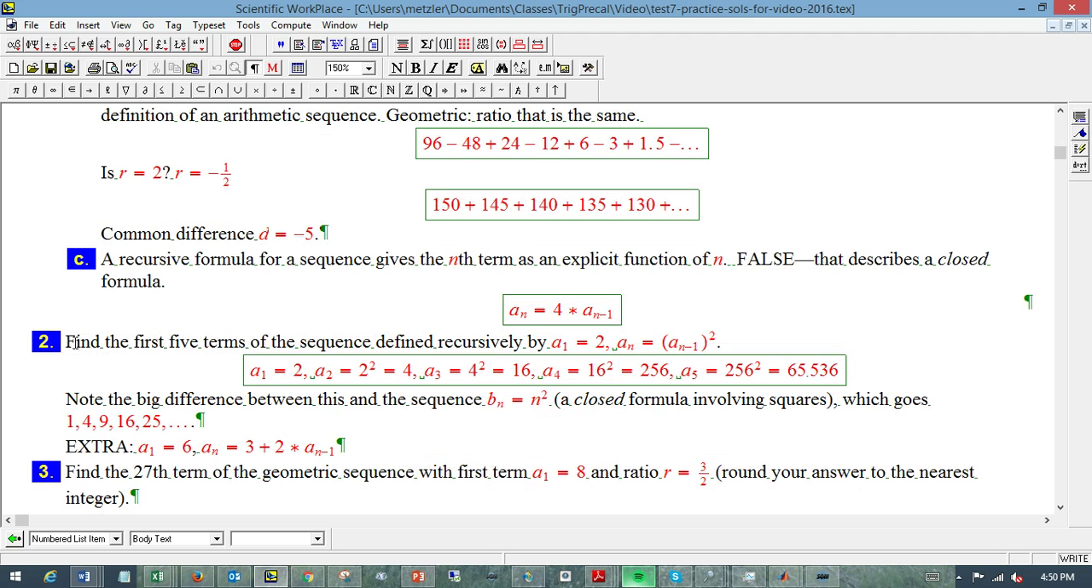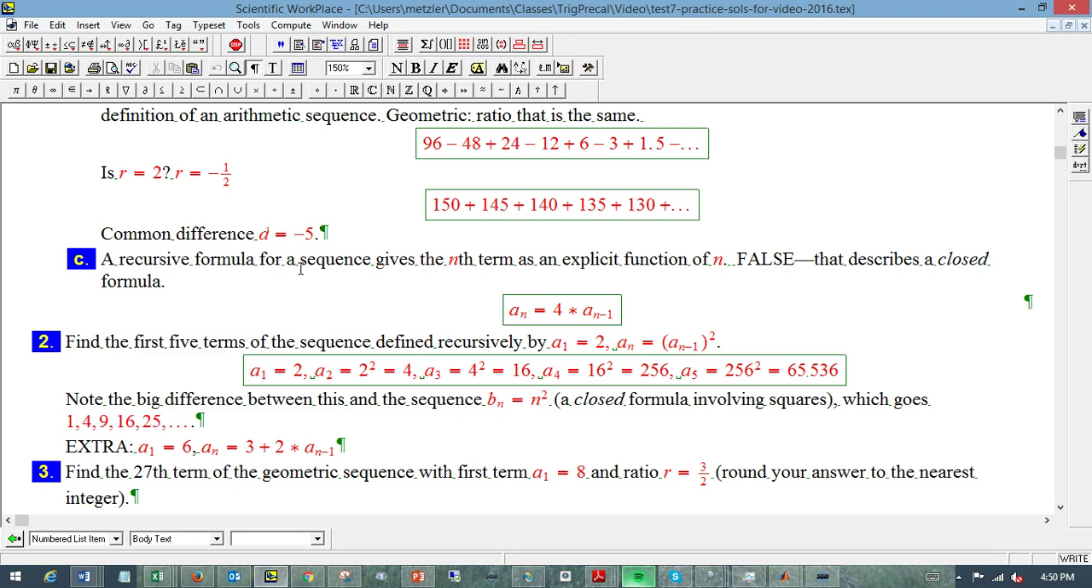Let's do one more. So find the first 5 terms of the sequence defined recursively by a1 equals 2, and a sub n equals a sub n minus 1 squared. So this is a classic example of a recursive sequence, where any particular term, the current term, I like to think of it as, in the sequence, is determined by doing something to the previous term. The n doesn't appear explicitly here. You don't have to know exactly what term you are at in the sequence. You just have to look at whatever the previous term was and you square it.